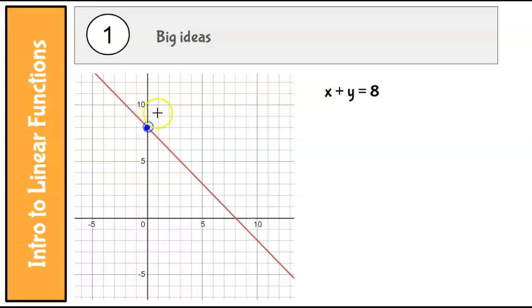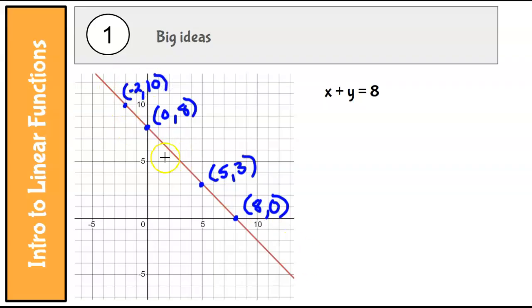So here is a solution, 0, 8, that adds to get 8. Here is a unique, different solution where x is 8 and 0 is y, that adds to get 8. This would be 5 and 3. Over here we can find another one. This would be -2 and 10. Every point on this line is another solution to x plus y equals 8.